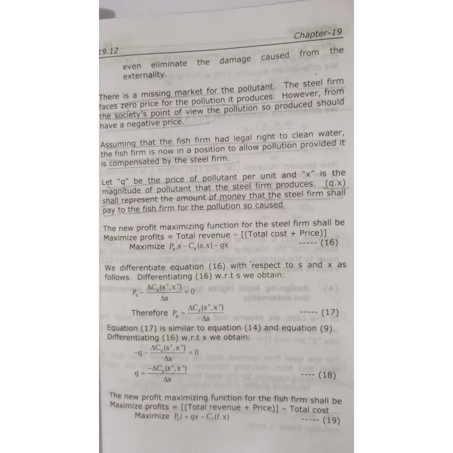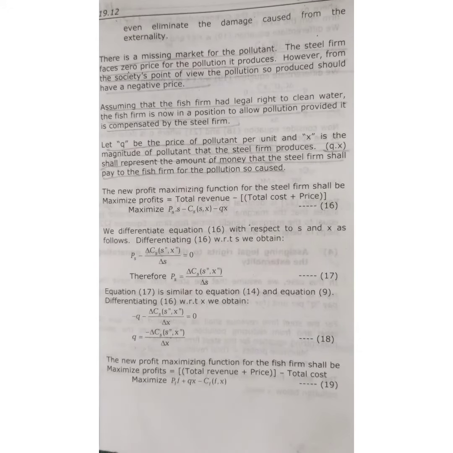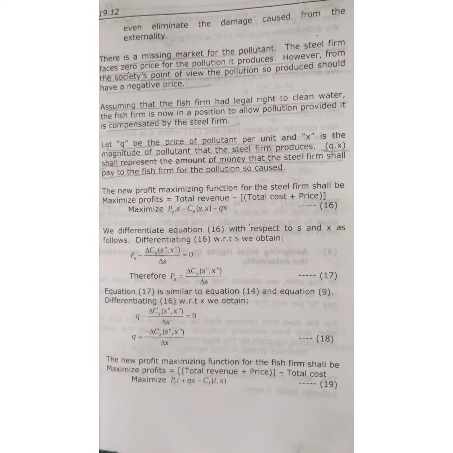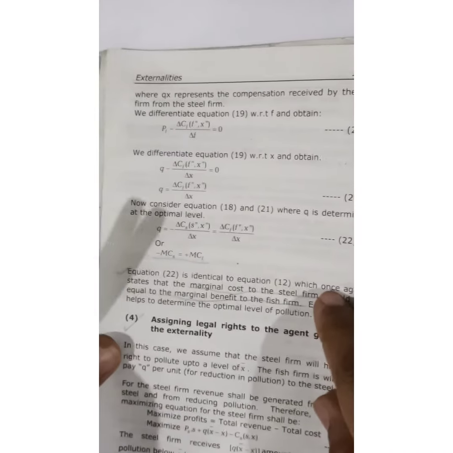Now don't you think the fishing firm will have their total revenue increased by the amount of compensation? So as you can see, guys, the new profit function for the fish farm, which is to be maximized, will be total revenue plus the compensation minus the total cost. So the firm who compensates will increase their cost, and the firm who gets that compensation, well, it should increase their total revenue. And now we will maximize this profit function of the fishing firm.